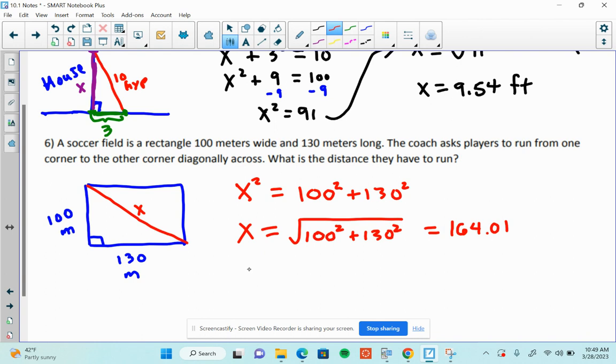That is so close to 164 meters that I'm just going to write it as 164 meters. But as you're doing the homework, pay careful attention to the directions. Usually they'll tell you what to round to. A lot of times you're just going to round to the nearest whole number. So read those directions.